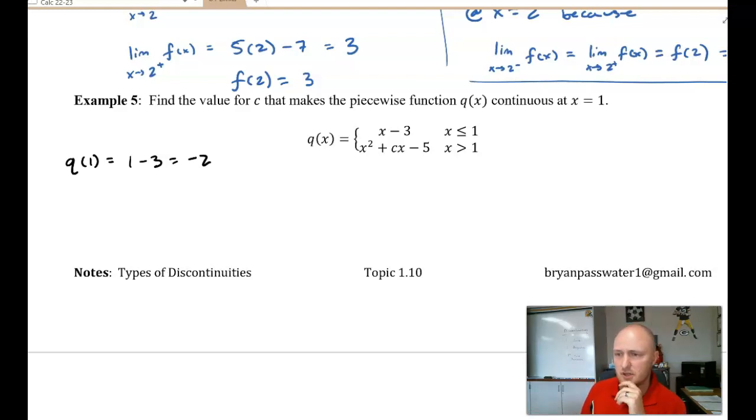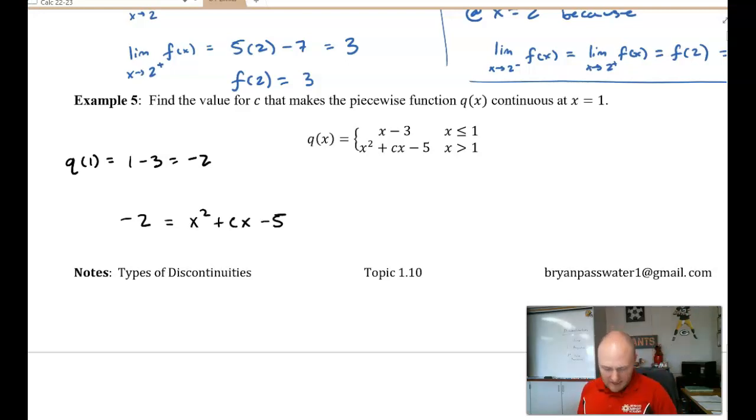Okay, so I already did the left piece, right? As we're approaching 1 from the left, that's what the limit from the left is going to be. Okay, and then q of 1 is negative 2. So I want this. I want q of 1, which is negative 2, to be equal to the limit as x approaches 1 from the right. Well, that's just this value. That's the x squared plus cx minus 5.